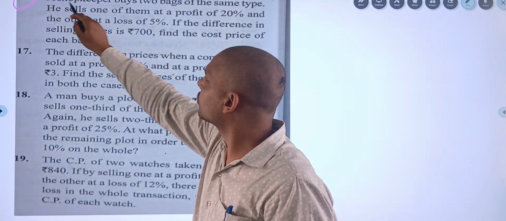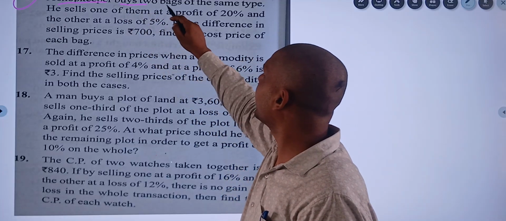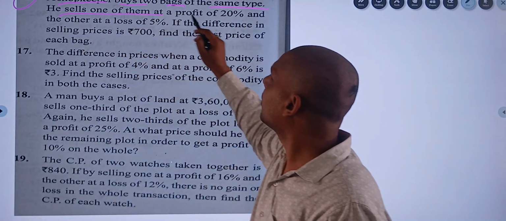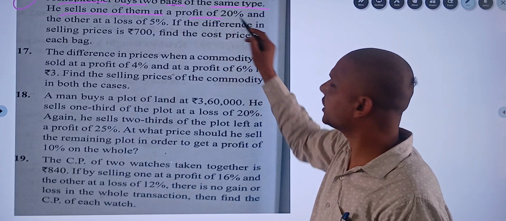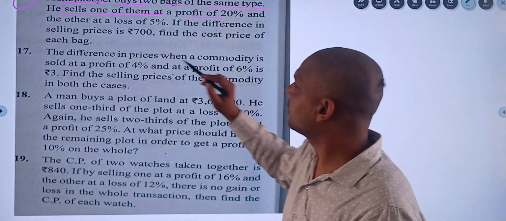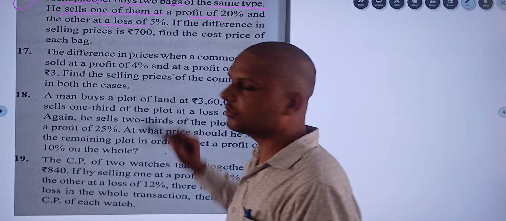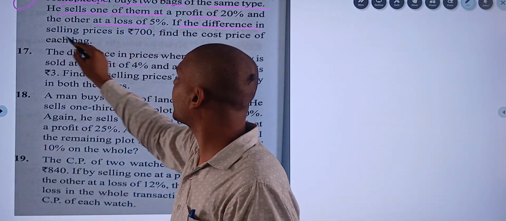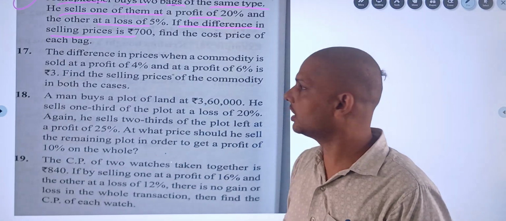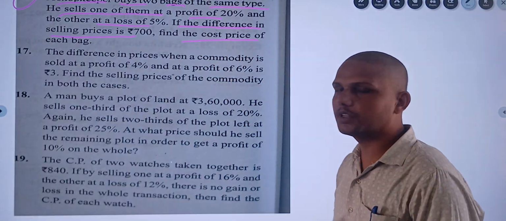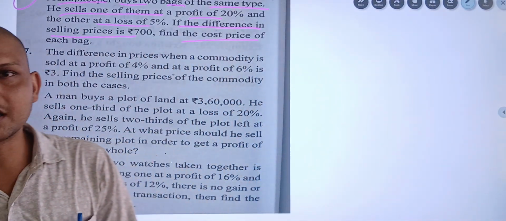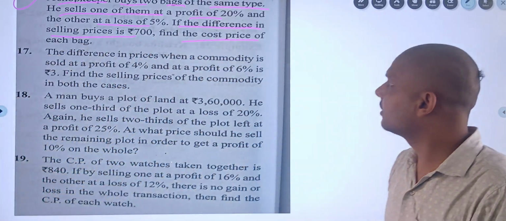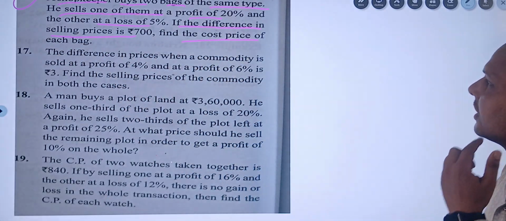The question is, a shopkeeper buys two bags of the same type. He sells one bag of them at a profit of 20% and the other at a loss of 5%. If the difference in selling prices is rupees 700, find the cost price of each bag. Here the cost price is not given, we have to find the cost price for each bag.